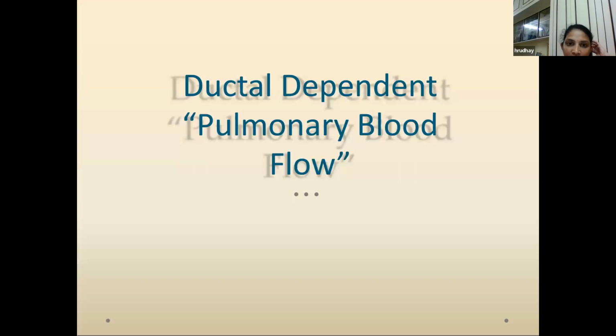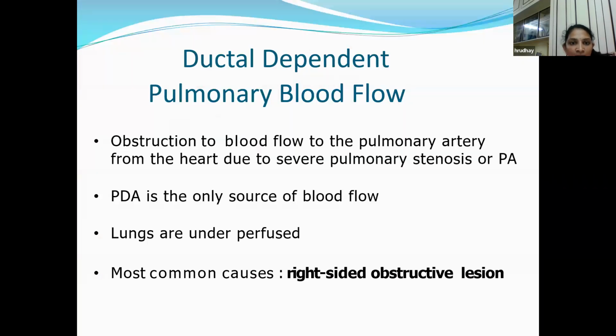As I have discussed, these are broadly classified into duct-dependent pulmonary blood flow and duct-dependent systemic blood flow. Primarily we'll first discuss duct-dependent pulmonary blood flow. So what is duct-dependent pulmonary blood flow? There is an obstruction on the right side, obstructing blood flow from the heart to the pulmonary artery due to severe pulmonary stenosis or pulmonary atresia. The PDA is the only source of blood flow. If the PDA closes in these conditions, there is decreased blood flow to the pulmonary artery and the lungs are underperfused, so oligemic lung fields are seen.